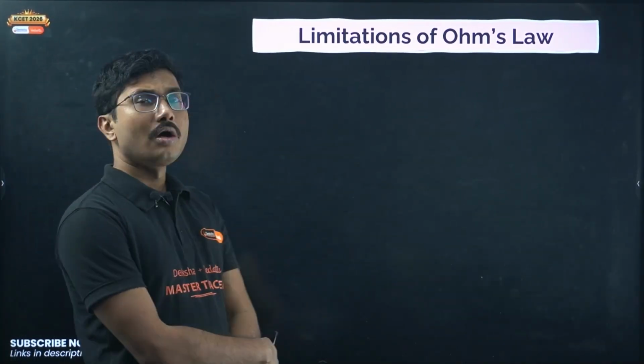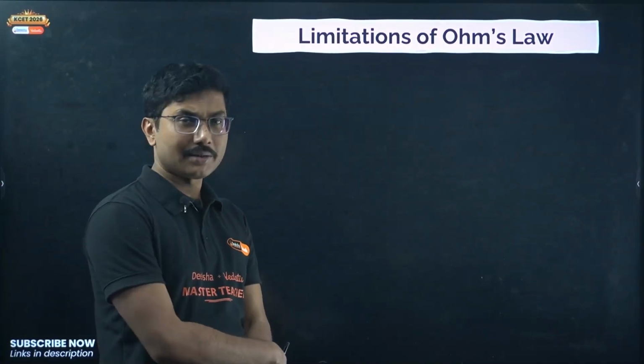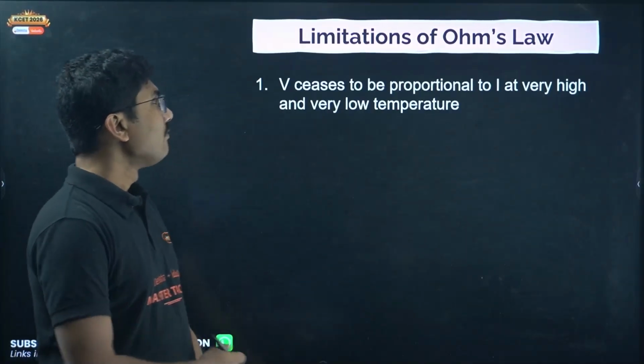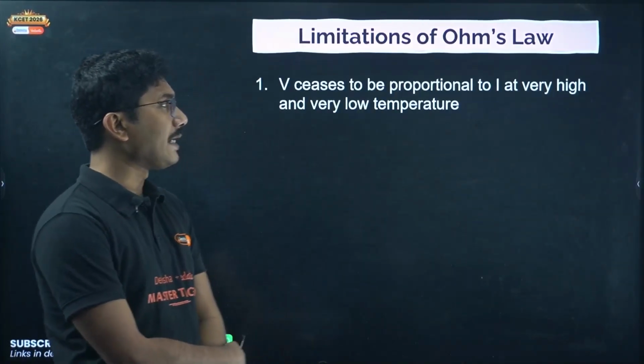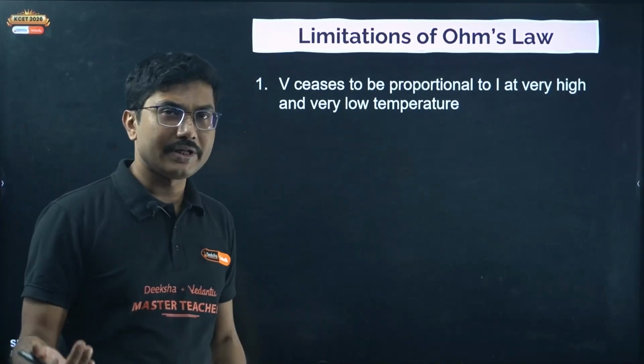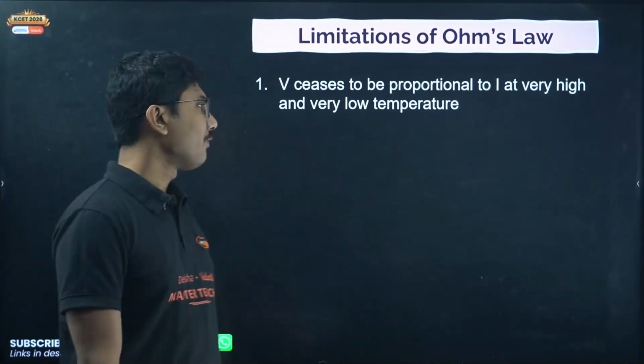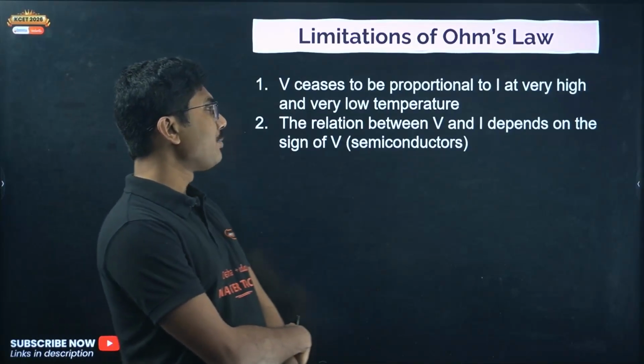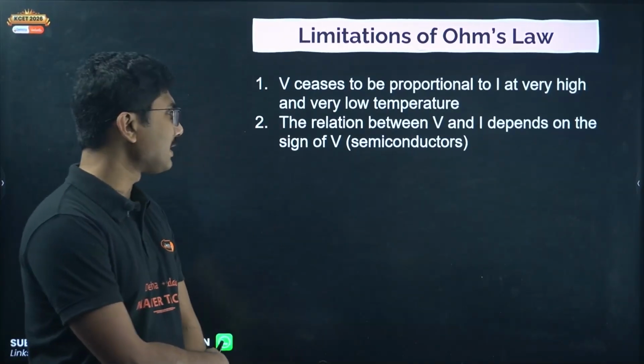Ohm's law is not a universal law. It has some limitations. What are the limitations? V ceases to be proportional to I at very high temperature and very low temperature. So if you increase the temperature very high, Ohm's law is no longer valid. Next, the relationship between V and I depends on the sign of V.